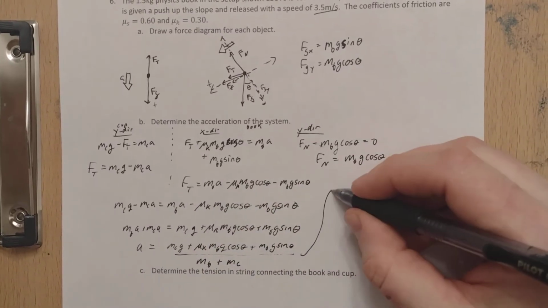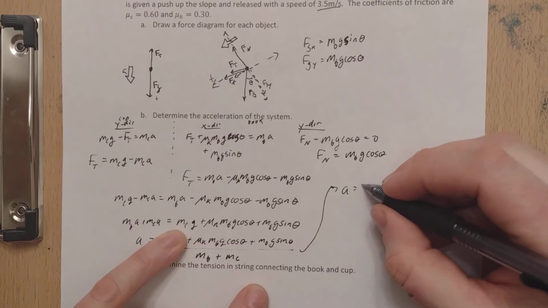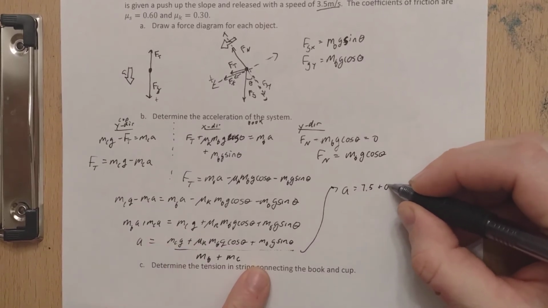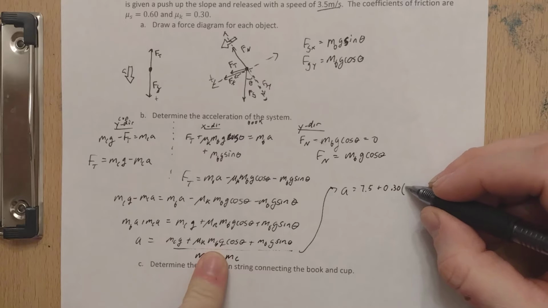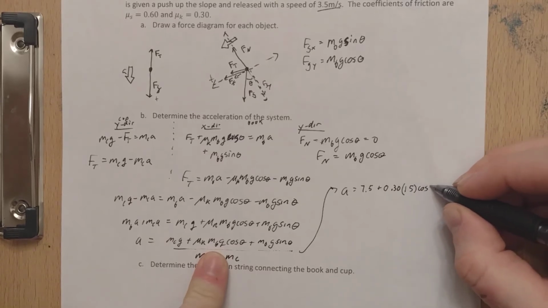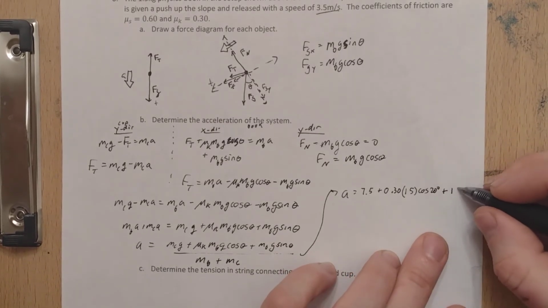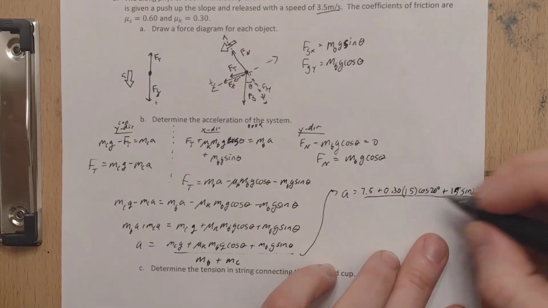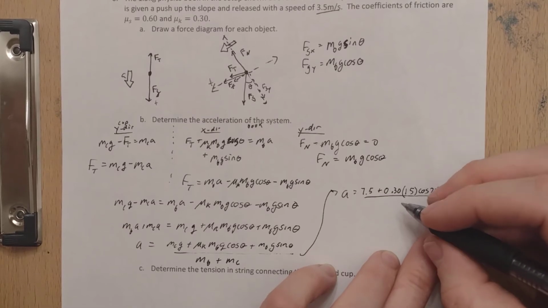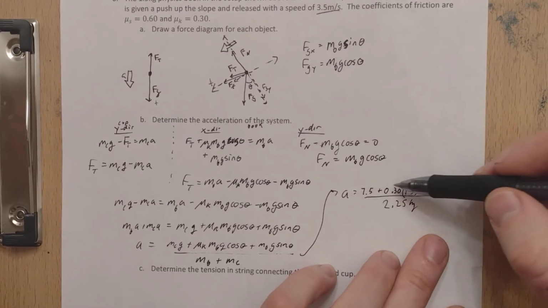Now, got to put numbers in. A equals mass of the cup times G. Cup is 0.75, so that's 7.5, plus 0.30 times mass of the book times G. It's 1.5, so it's 15 times the cos of 20 degrees, plus mass of the book 15 newtons times the sine of 20 degrees. All divided by the total mass, which is 0.75 plus 1.5, so it's 2.25 kilograms. It's really the total force.